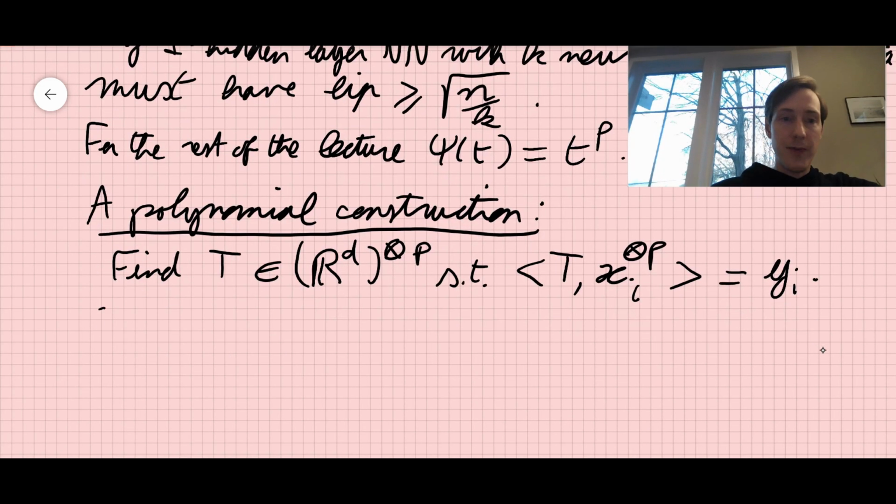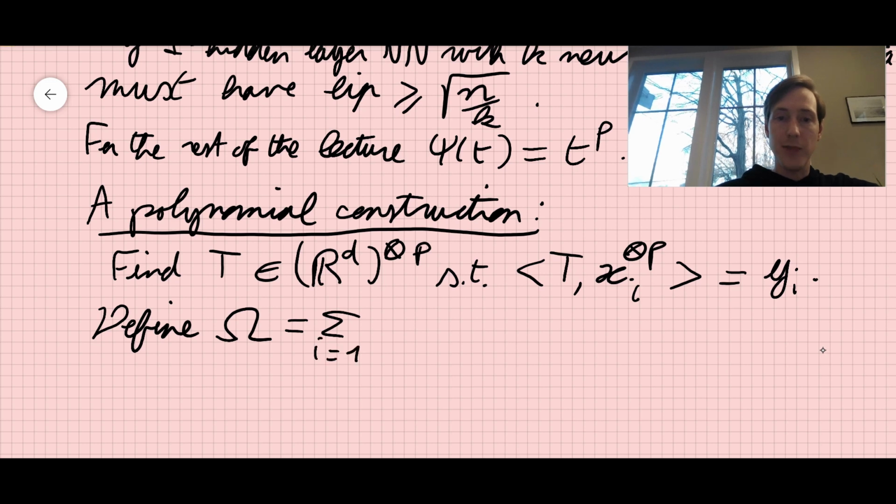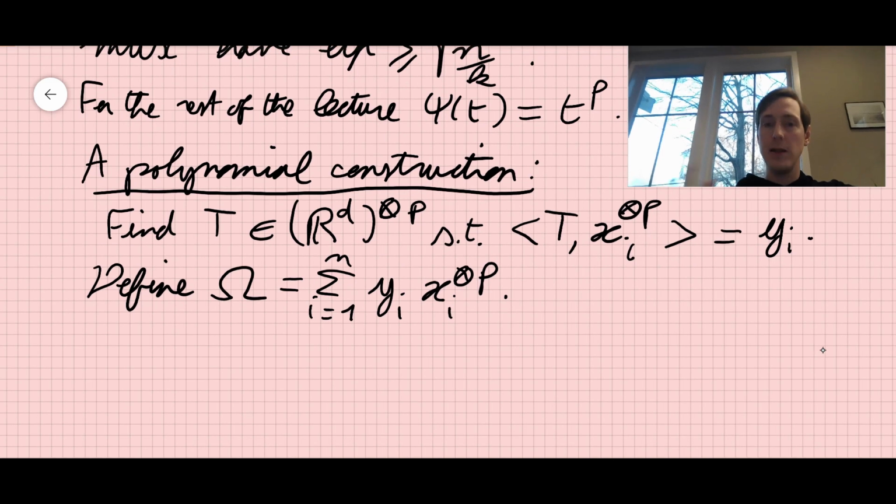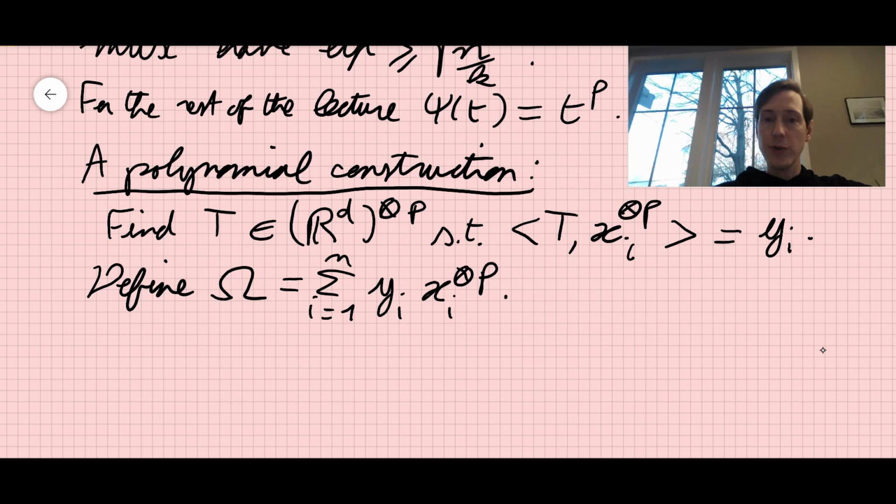So define omega. Instead of T, I'm going to define omega, and you will see why later. Define omega as this random tensor, the sum for i equals 1 to n of y_i x_i tensor p. I claim that this tensor is a good data fitter. It gives you approximate data fit, and it will have a good Lipschitz constant.